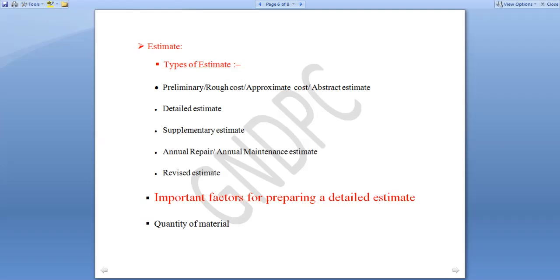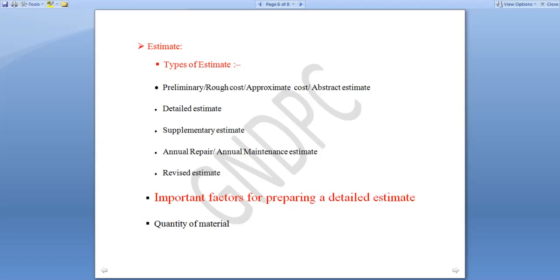Types of estimates. The first one is preliminary or rough cost. It is also called approximate cost. Then it is also called abstract estimate. Now, the rough cost or the abstract estimate is prepared actually to decide the financial aspect and the policy matter.